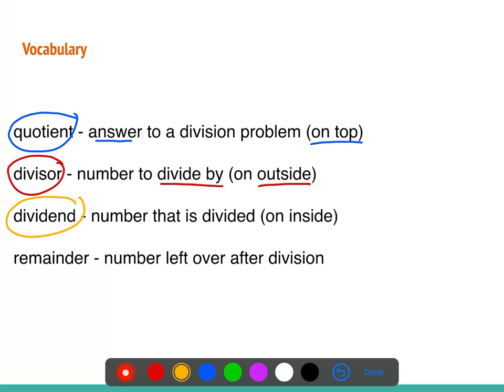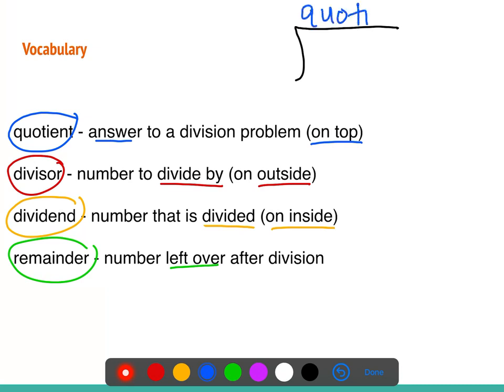The quotient is your answer and it's on top of your division problem. The divisor, that's what you're dividing by and it's on the outside. The dividend, that's what you're dividing, and it's on the inside. And the remainder, that's what's left over after you divide.